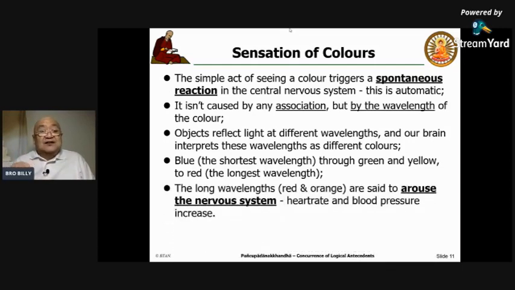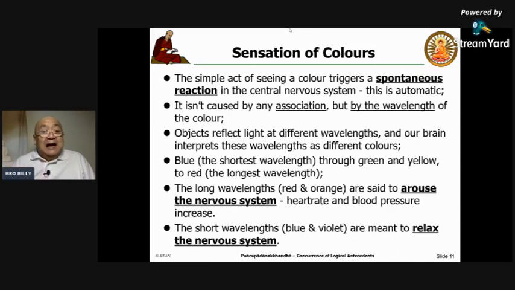So the long wavelengths, the slow ones, which are red and orange, are said to arouse the nervous system. That means it irritates the nervous system, causing a spontaneous reaction. This reaction is an unpleasant feeling, okay? And heart rate and blood pressure increase. That's what the scientists have determined: in a controlled environment, when we see red and orange, our heart rate rises a little bit. They have very sensitive instruments that measure these things, right? So the scientists have proven that. And the short wavelength, that means the higher frequency, blue and violet, they relax the nervous system.